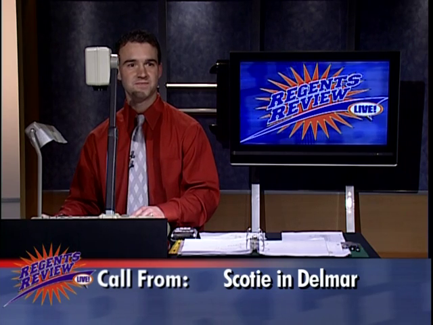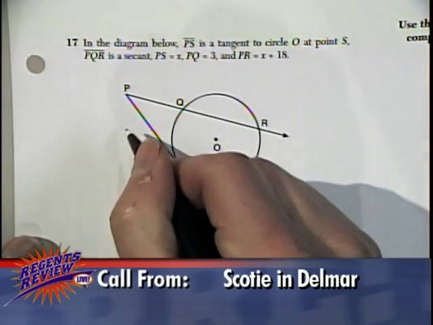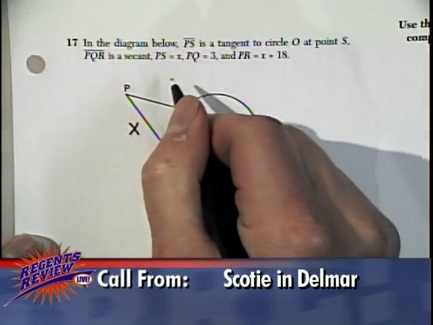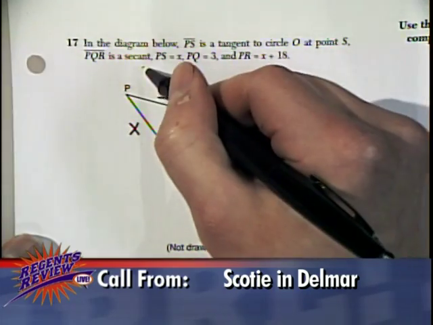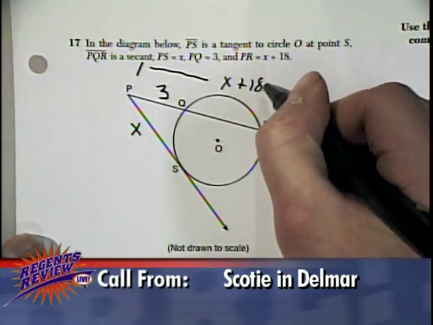Okay, here we go. Number 17 is a circle question. It says, in the diagram below, PS is tangent to circle O at point S, and PQR is a secant. Let me write that down. PS is equal to x. PQ is equal to 3. And PR is equal to x plus 18.